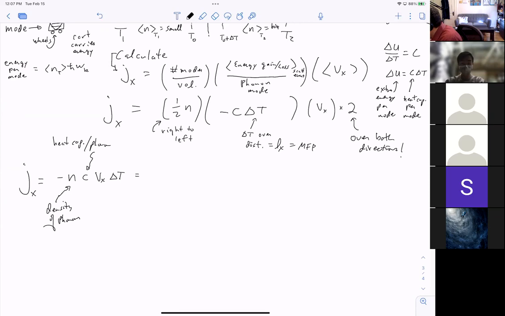So now we can write this out as minus N times C times Vx. Now delta T, the change in temperature, is just going to be the temperature gradient dT dx times a distance. What distance do I put here?